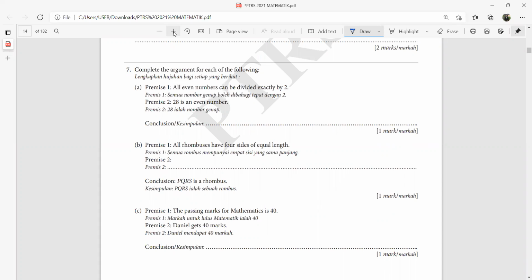Question 7, complete the argument for each of the following. Conclusion: you need to know that all even numbers can be divided. So they use 28 as a sample. 28, they say even number already used it, so it can be divided. This is the second part. Boleh dibahagi lah. You just copy the back part to continue the conclusion.